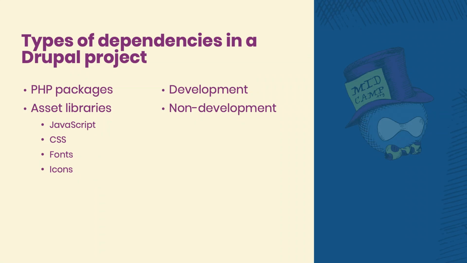So first off, there are a couple different types of dependencies that we see in a Drupal project. Because Drupal is a PHP project, of course we have PHP dependencies. And you'll hear the term packages and libraries sometimes used similarly. For the purposes of this discussion, I'll use packages when I'm talking about PHP, or I'll try to anyway, and I'll say asset libraries, or say libraries when I mean asset libraries.